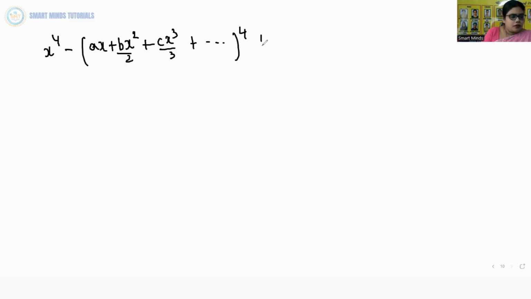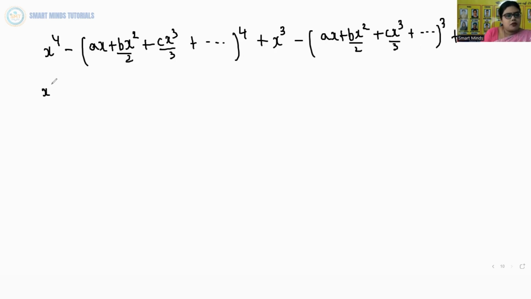So look at equation number 1, how I am substituting. x^4 minus, in the place of y^4, I am substituting (ax + bx^2/2 + cx^3/3 + so on) power 4. Then you have the x^3 term, I am writing x^3 as it is. Minus, in the place of y, I am substituting equation number 3, so (ax + bx^2/2 + cx^3/3 + so on) whole cube, plus.